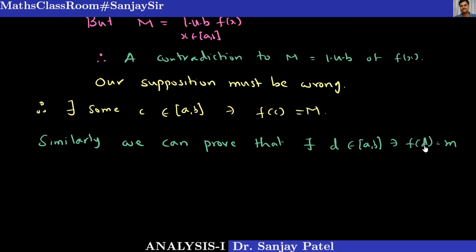So the result is proved, and this is known as the extreme value theorem, EVT. So there exists some d belongs to closed interval [a, b] such that f(d) is equal to small m. Okay. So thank you.